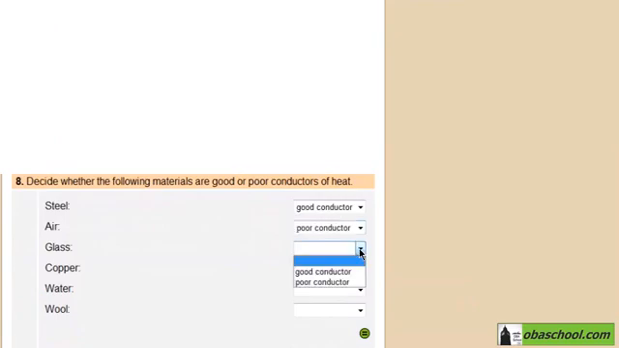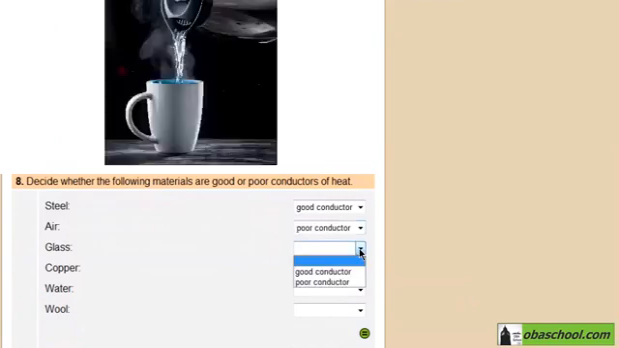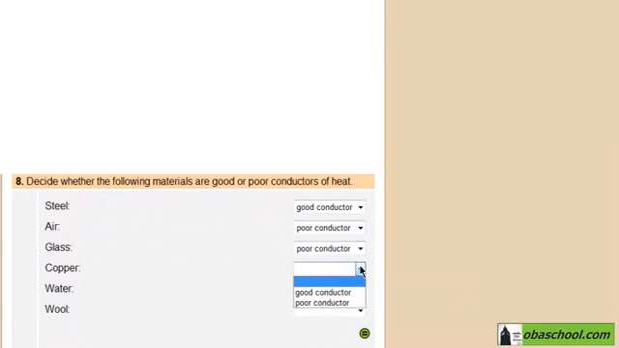Let's check the glass. If you have a cup of glass and then you fill it with hot water, then this glass will take much more time to heat or to transfer the temperature of the hot liquid or the hot water to it. So, the glass is also considered a poor conductor.